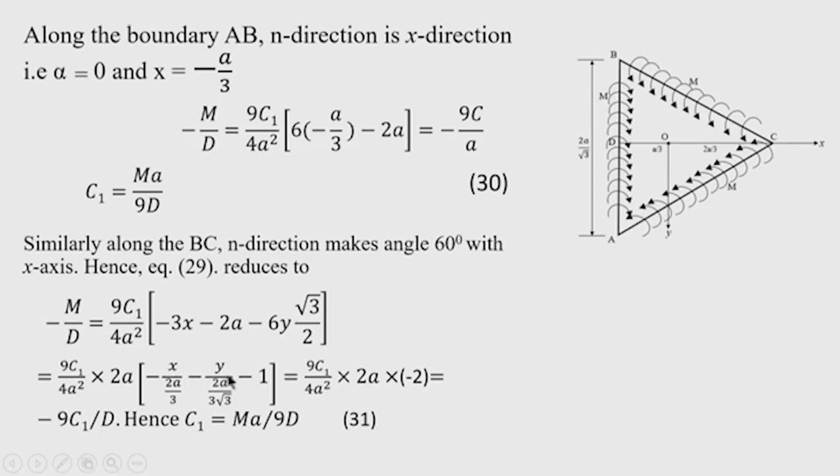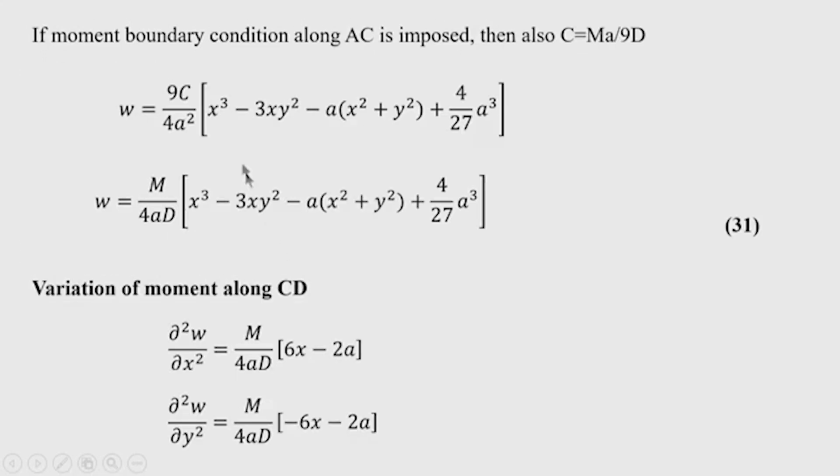So, it will be minus 1 minus 2. So, it is coming as 9 C 1 divided by 4 a square into 2a into minus 2. So, it is equal to minus M by D. Hence C 1 equals M a by 9 D. So, the same value is obtained again by applying the moment boundary condition along the edge BC. If the moment boundary condition along AC is imposed, then also we get C 1 equal to M a by 9 D.